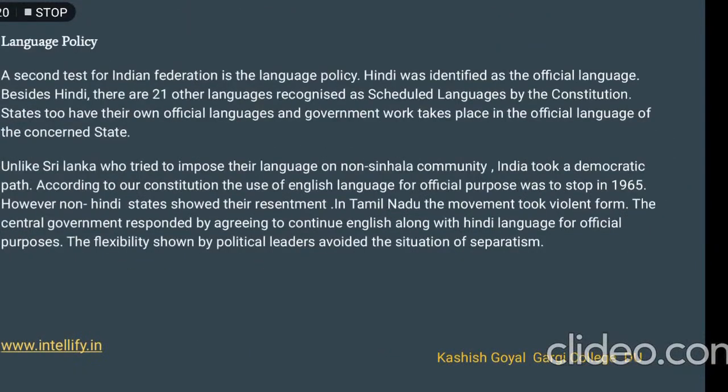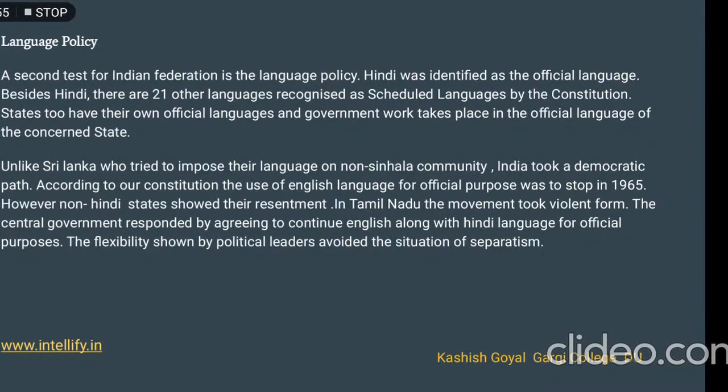Moving forward on language policy. Now our constitution did not give the status of national language to any one language, right? So Hindi was spoken by 40% of Indians. Therefore, many safeguards were provided to protect the other regional languages. Besides Hindi, there are 21 other languages recognized as scheduled languages by the Constitution. States too have their official languages, and much of the work is done in their state languages.